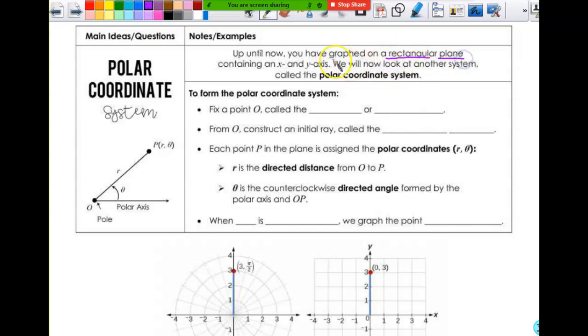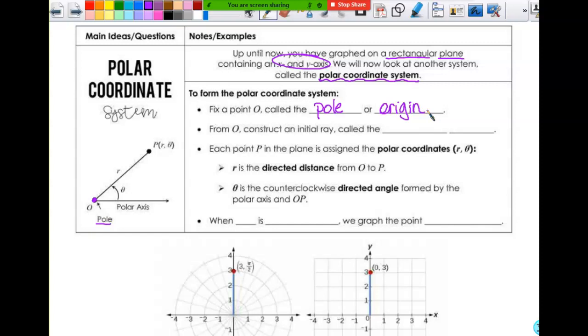That's what we're used to with x and y axis. We will now look at another system called the polar coordinate system. Right? So here's how you get the system. You fix a point O, here's point O, called the pole. Okay, so we can call it the pole, or we can call it the origin, but we really refer to it as the pole most of the time. But it's like the origin is for your rectangular coordinate system.